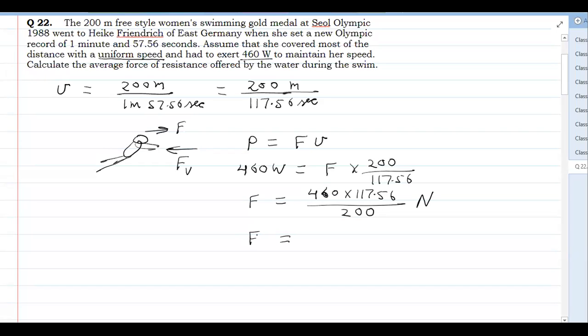So the viscous force or the drag force, the resistance force which we have to find, will be the same as this applied force. Its value will be 460 by 200 into 117.56. So we are getting approximately 270 newtons. This will be the value of the force. In this question we are using the relation that power equals force into velocity.